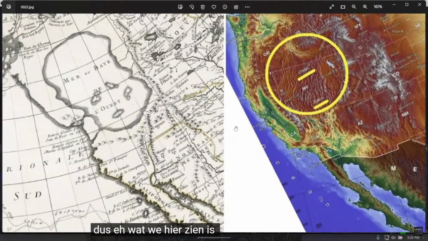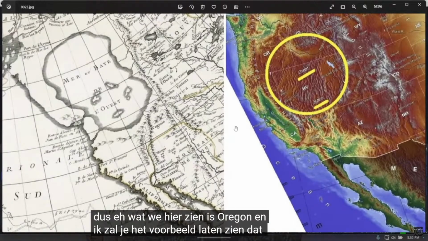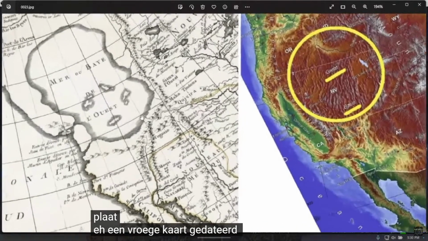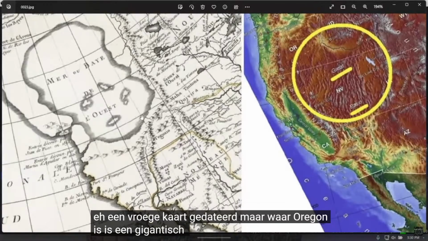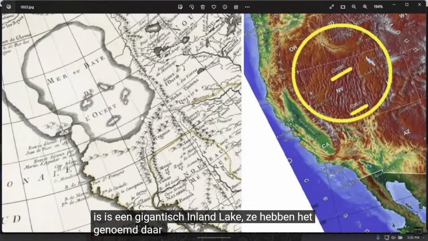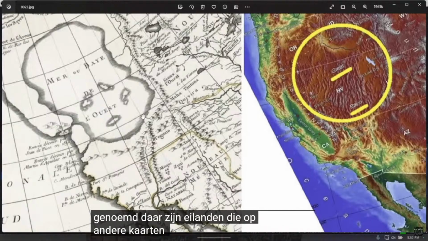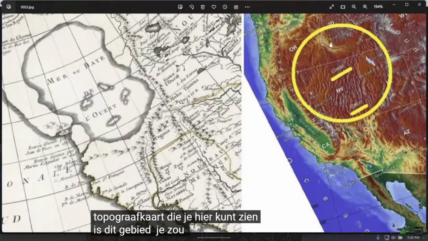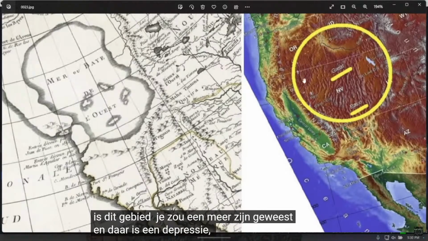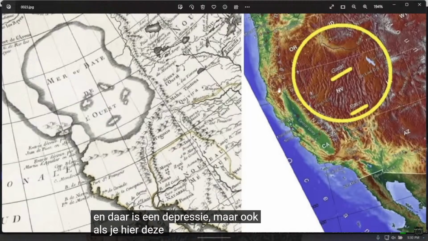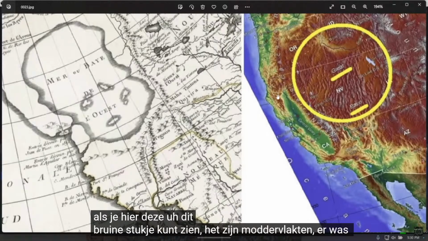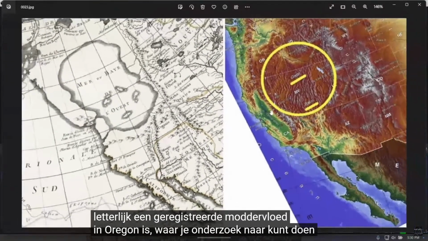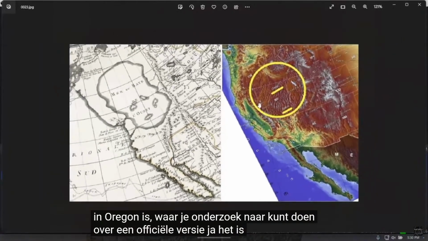So what we see here is Oregon, and I'll show you the example that this map has come from. It's a beautiful silver plate, early map dated. But where Oregon is, there's a giant inland lake. They got it named. There's islands inside, which on other maps are also named. And on the topographical map, which you can see here, this area would have been a lake, and there is a depression there. Also, this brown bit is mud flats. There's literally a recorded mud flood in Oregon, which you can research, an official version. So that's where they're connected to sea.